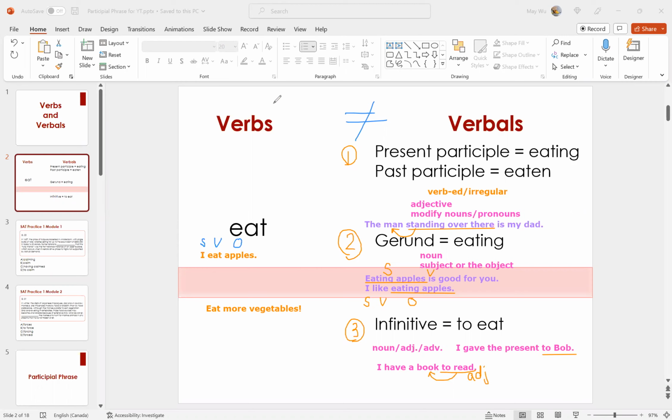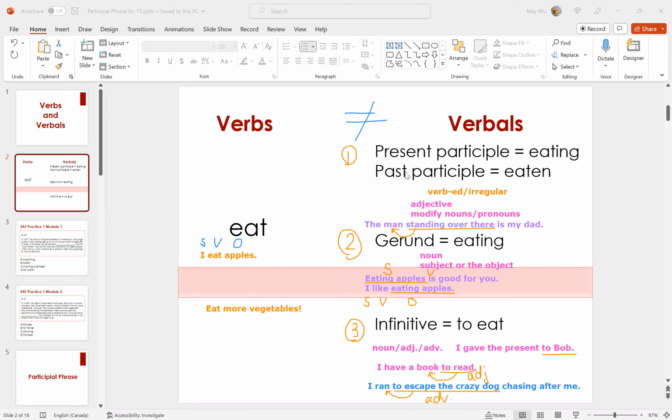So what about an adverb function infinitive? It is either modifying a verb or an adjective. Right. So for example, I ran to escape the crazy dog chasing after me. So as you can see here, to escape the crazy dog is an infinitive phrase modifying the verb. Why are you running? You're running in order to escape. So that is an adverb function.